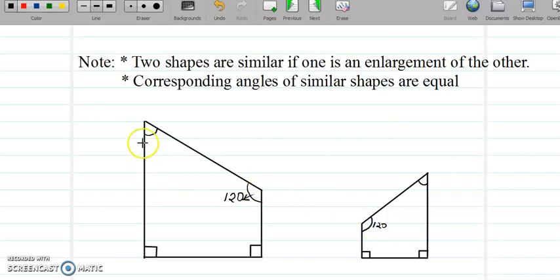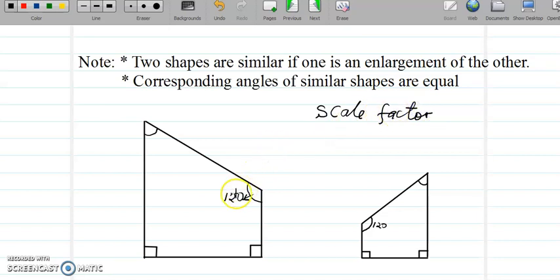The only thing is that the lengths are not the same. We reduce this to obtain this, and we enlarge this to obtain this. So for us to find the similar sides, we must first of all obtain what we call the scale factor.